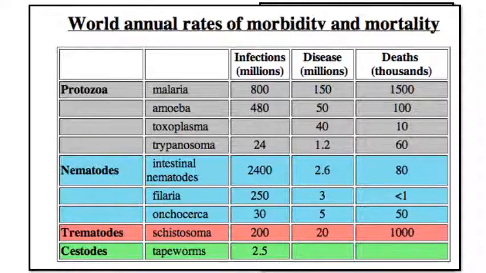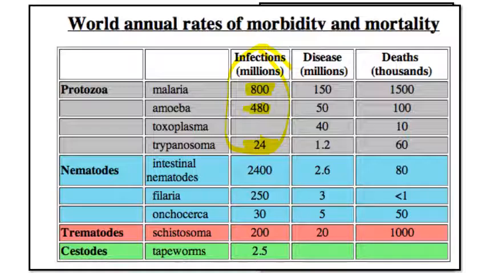All right, now just to give you an idea, I've sent you to the World Health Organization page a couple of times by now, and I will be sending you to other public health websites and so on, so you have an idea of how dangerous these things can be. Now, notice the number of infections in the world every year from protozoa like malaria, amoeba, toxoplasma, trypanosoma are listed here. You can see that quite a number of people are infected by malaria every year, 800 million. 480 million people getting dysentery every year, something like that. 24 million people getting trypanosoma infections.